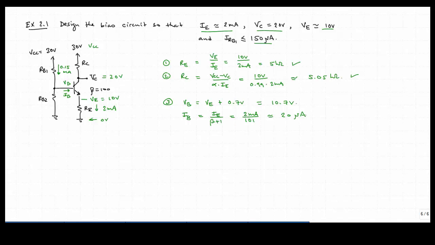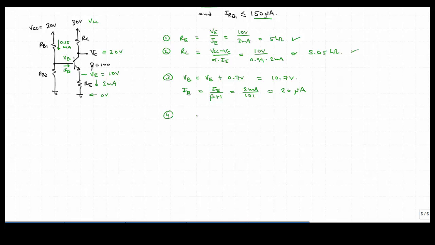So let's now redraw this RB1 and RB2 network. We have 20 microamps flowing into the base. We have 150 microamps coming through RB1, and that means we must have 130 microamps flowing through RB2.